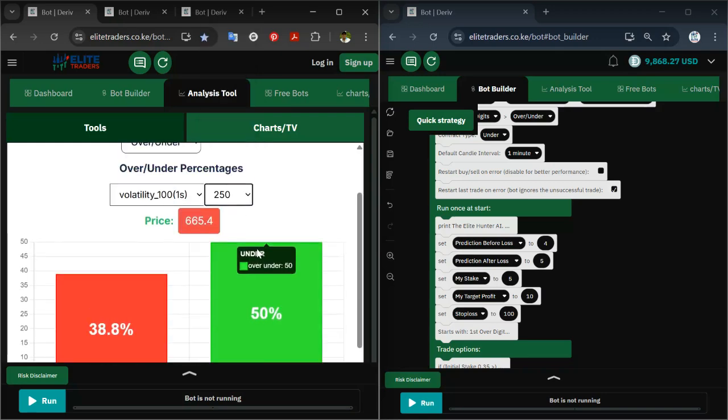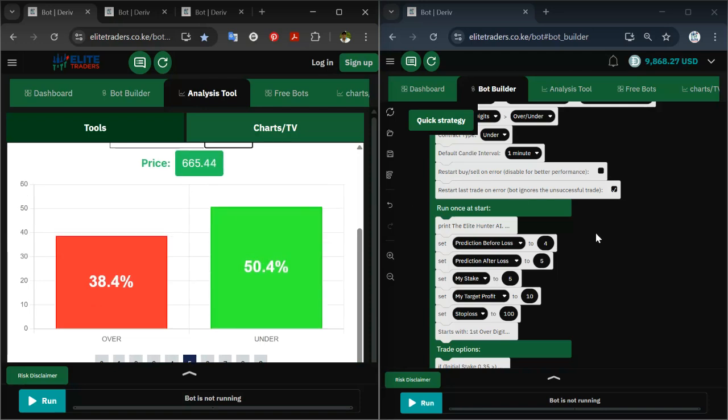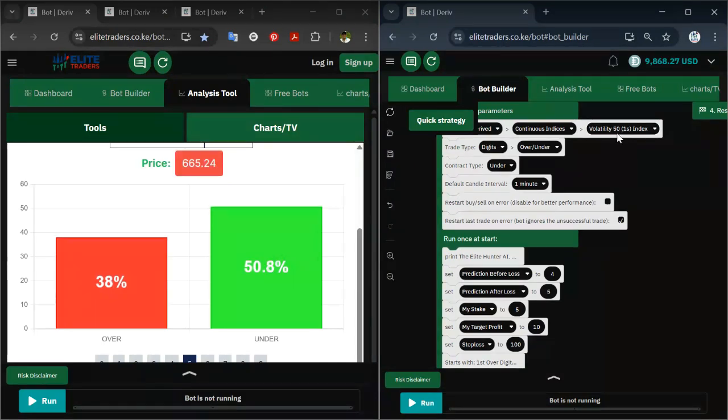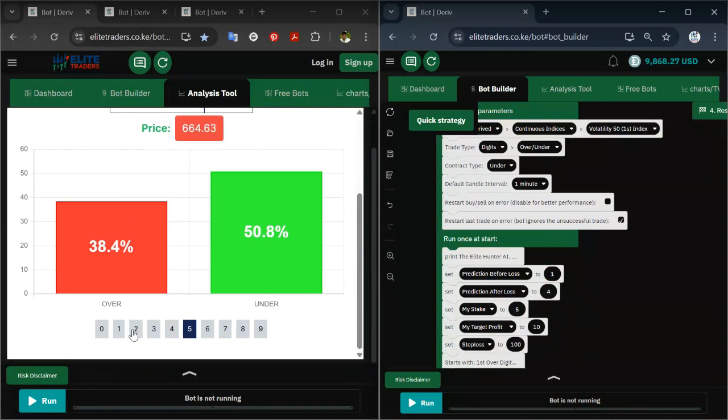It's all right. So, for example, I want us to analyze over 2 markets, or even let's start with over 1, with a recovery of something like over 4. We can do a stake of something like 5, target profit of 10, and that's our stop loss. So first, you just click over 2 markets.